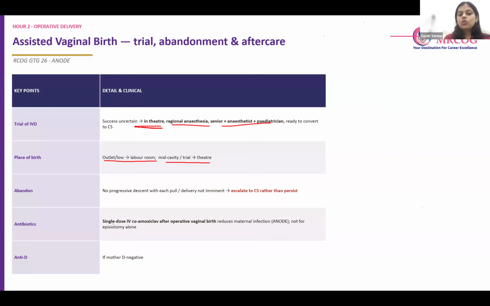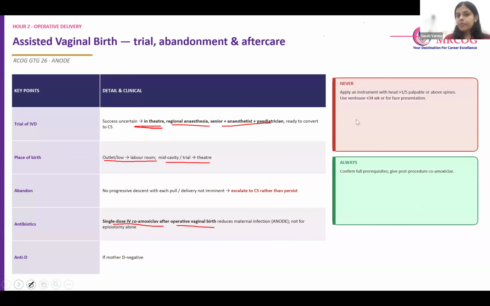Antibiotics: a single dose of IV co-amoxiclav within 6 hours of cord clamping after operative vaginal birth reduces maternal infection, not for episiotomy alone. If only episiotomy has been given, there is no need for antibiotics. Anti-D you definitely have to give if the mother is D negative.